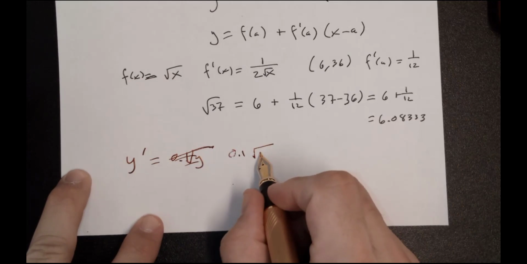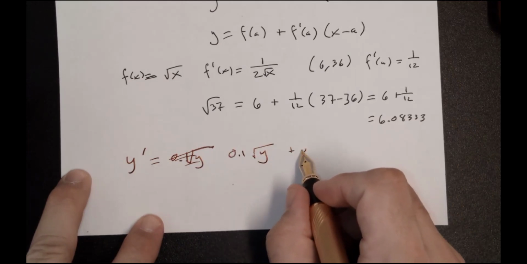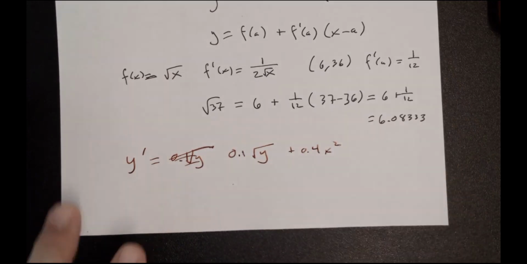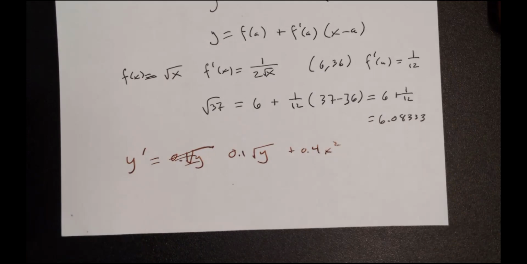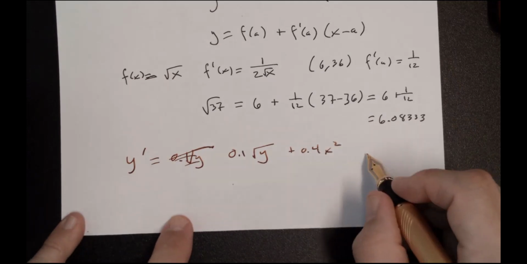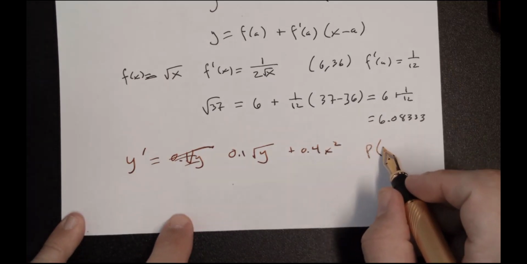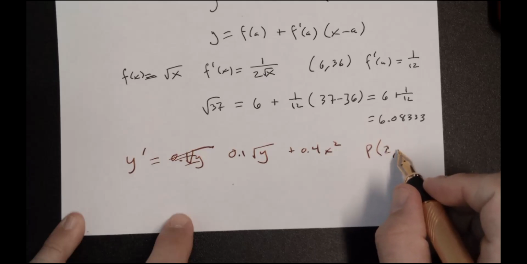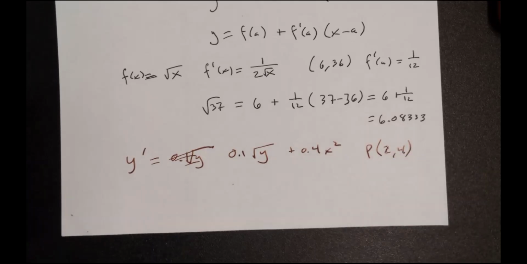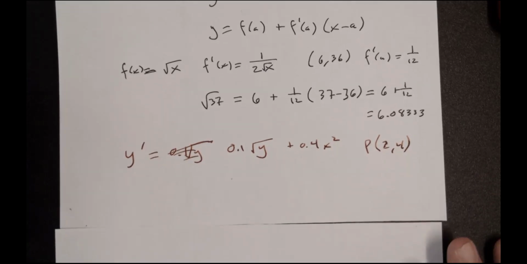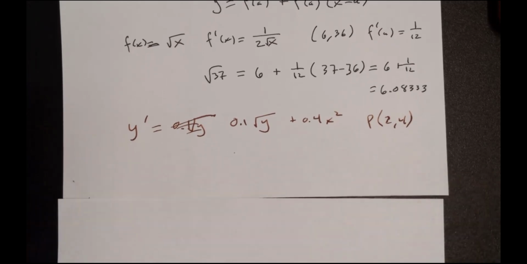Zero 0.1 square root y plus 0.4 x squared. And I want to start at the point 2, 4. Those are my initial conditions. Now, maybe I don't need the entire graph that goes through 2, 4.